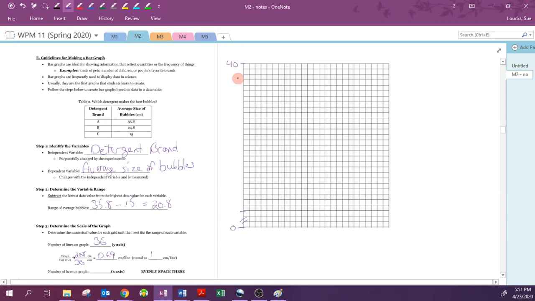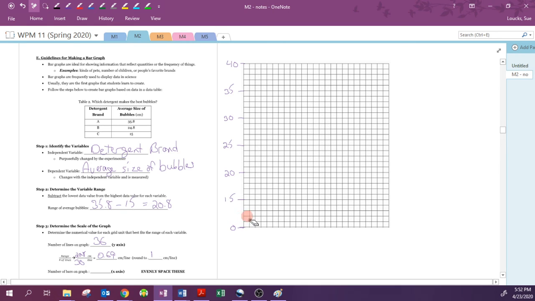Do this in pencil so you make sure that it works. So if that's 40, 1, 2, 3, 4, 5, that's going to be 35. 1, 2, 3, 4, 5, that's going to be 30. 1, 2, 3, 4, 5, that's going to be 25. 1, 2, 3, 4, 5, that's going to be 20. And 1, 2, 3, 4, 5, this is going to be 15. Okay, that worked, everything fit the way I needed it to.